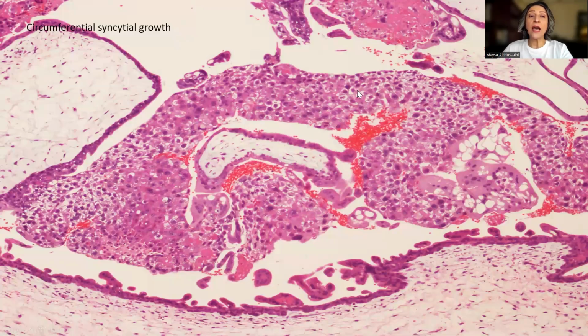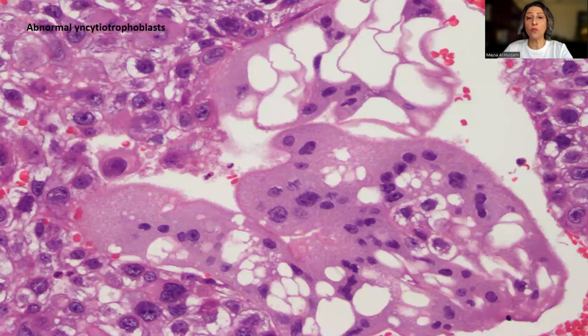Number two is the circumferential growth of the trophoblast, both the cyto, which are the mononuclear cells, and the syncytial trophoblast around a chorionic villus. So this circumferential syncytial growth is important to support the diagnosis of complete versus partial hydatidiform mole.